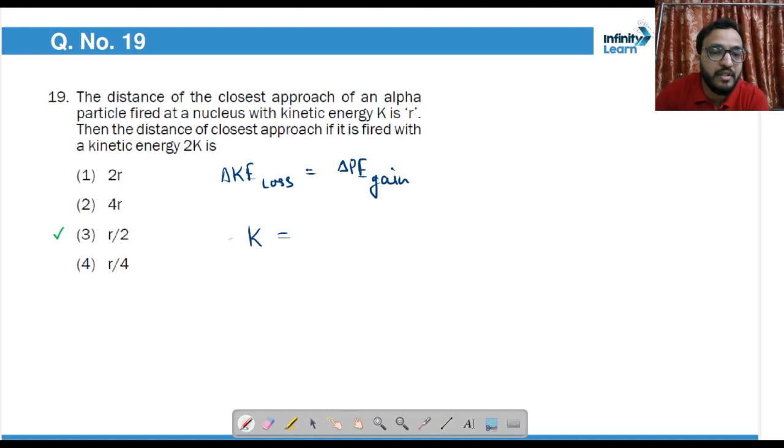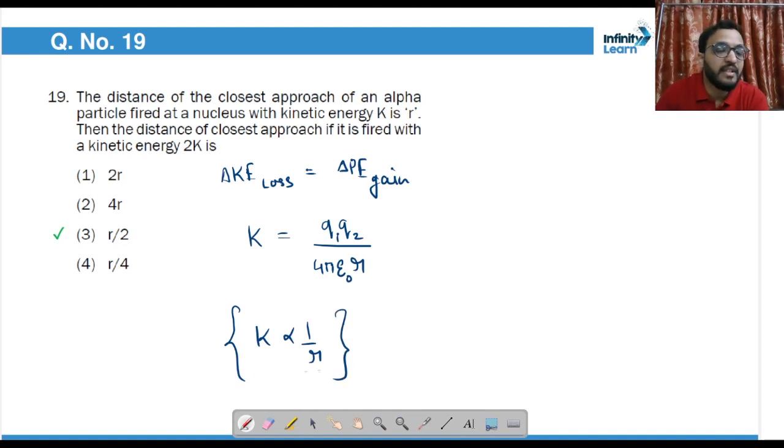What is potential energy? Potential energy is Q1 Q2 upon 4 pi epsilon naught R. That means kinetic energy loss is inversely related to the distance of closest approach. So if you double the kinetic energy, the distance of closest approach will become half. Yes, because R is inversely proportional to kinetic energy.